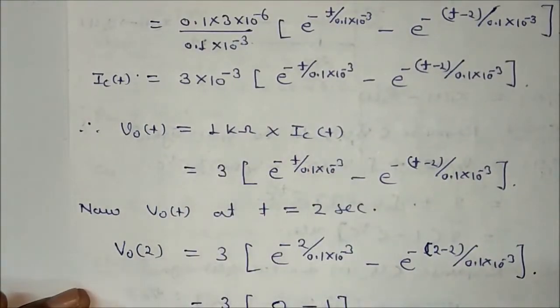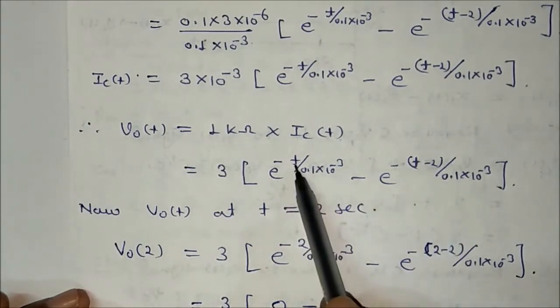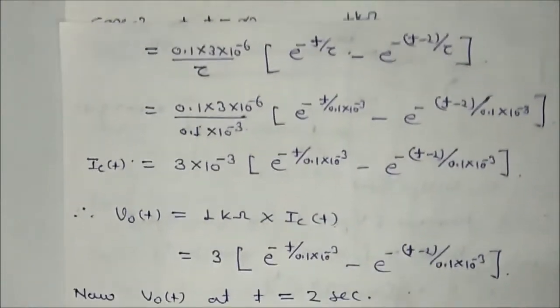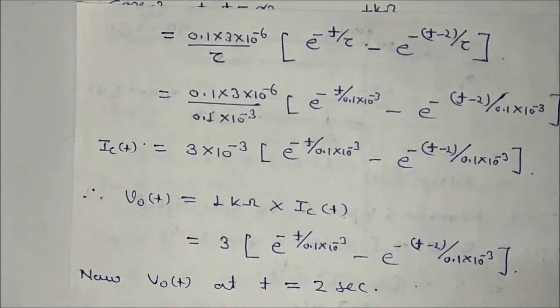Okay, if it is asking about at t equal to 2 seconds, then what will you do? Just put the value of t equal to 2 seconds. What will you get? You will get the value of V naught 2, that is equal to minus 3 volt. Okay, you do all these calculations by yourself.